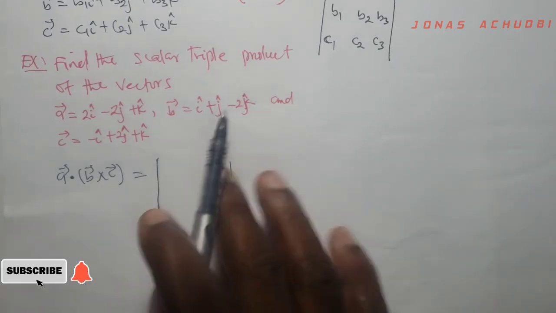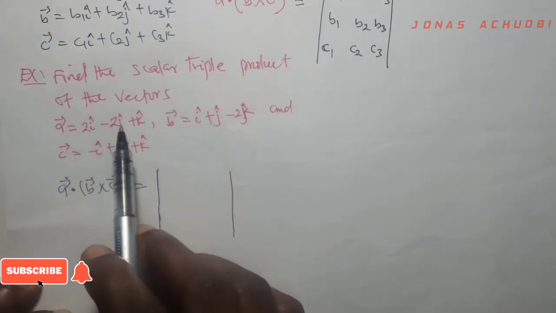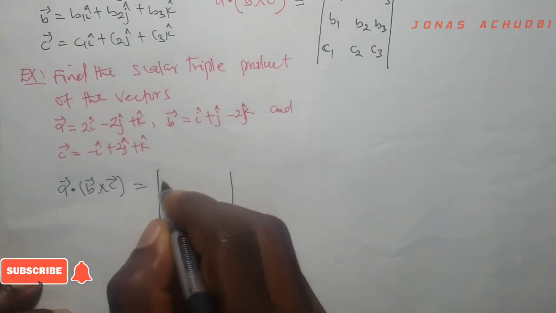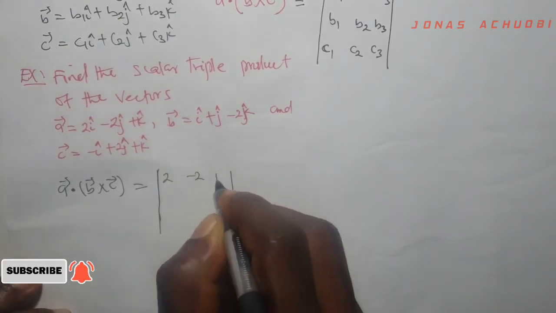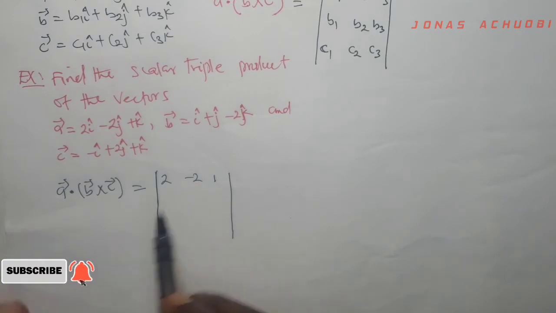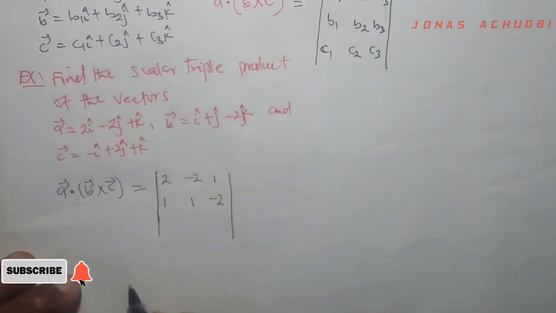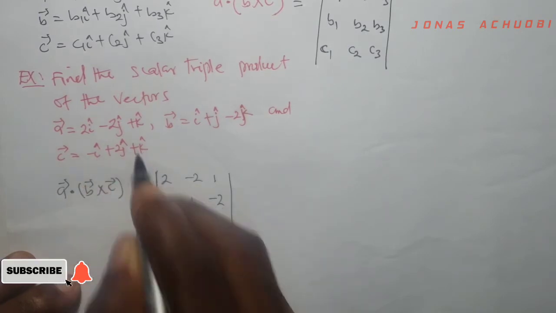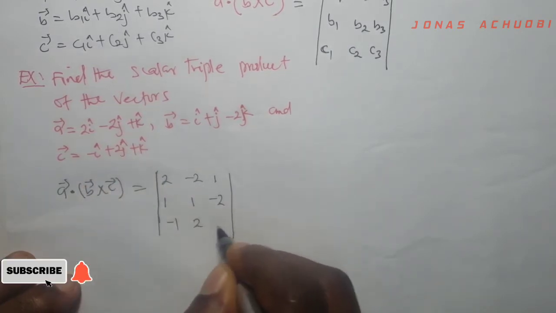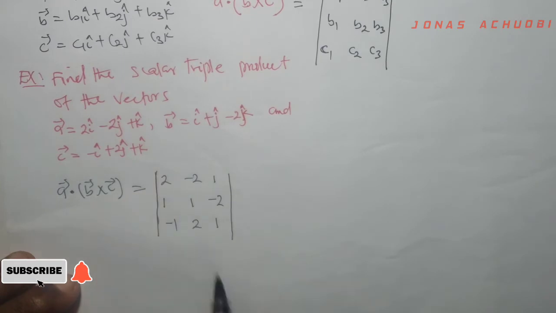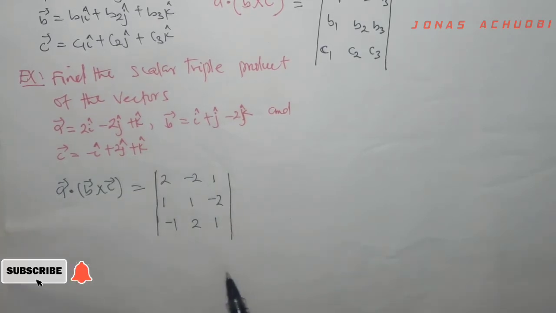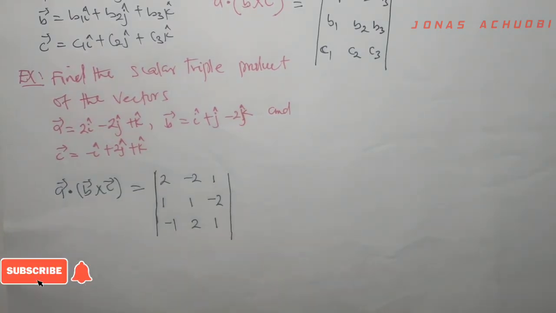So the first row, vector A: 2, negative 2, and 1. Second row, vector B: 1, 1, and negative 2. And the third row: minus 1, 2, and 1. And of course, this object is familiar from cross product. So we now calculate this 3 by 3 determinant using Cramer's rule as we've been doing before.